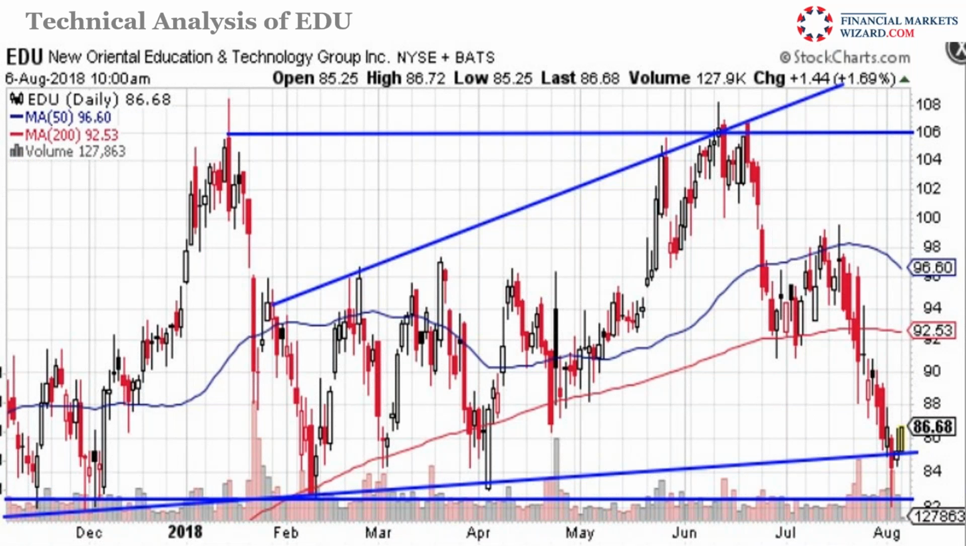EDU. So I went long on EDU just based on this. So this is the support line, and the stock bounced back up from support, and then this is a solid bullish candle. So I went long on EDU on 6th of August.